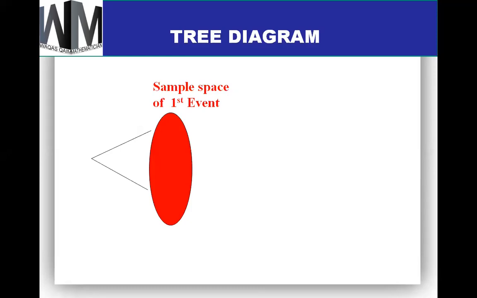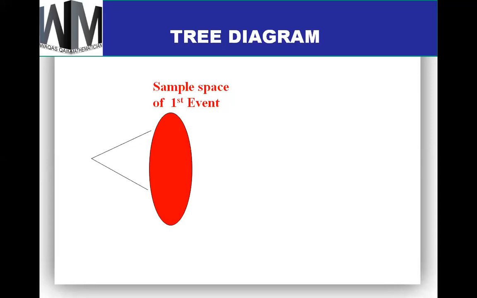This is another diagram. We have already done one diagram, which is a possibility diagram. The possibility diagram also helps us in writing the sample space of combined events, and the tree diagram does the same thing, but the tree diagram has more applications than the possibility diagram.